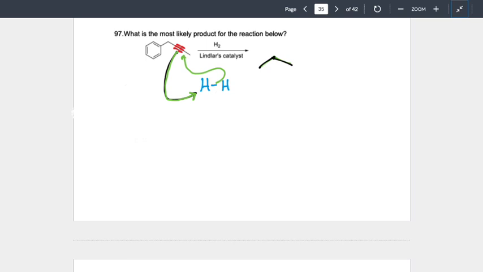We don't care about the ring necessarily. I get a bond to a hydrogen and a bond to a hydrogen. And there's my ring. What do I now have? I have an alkene. Cool. What was the point of the word Lindlar's catalyst?